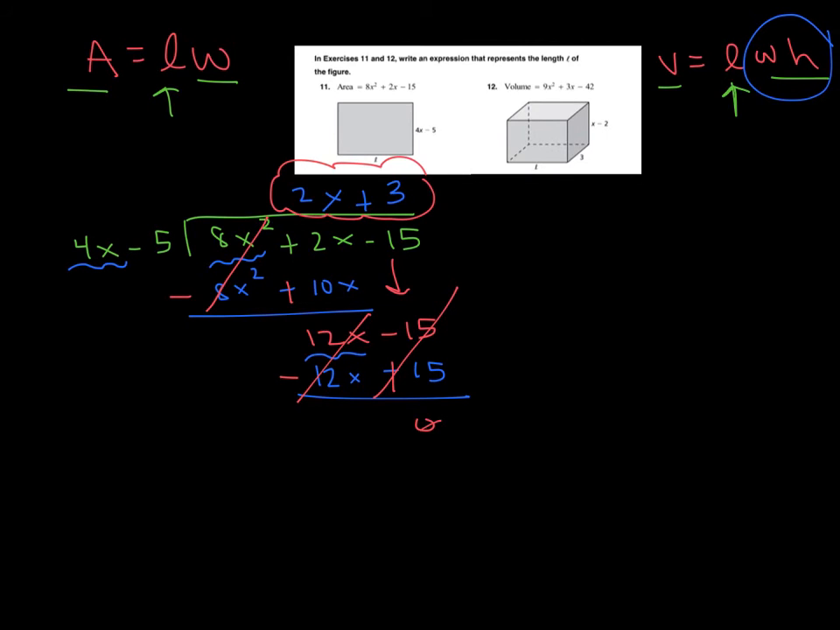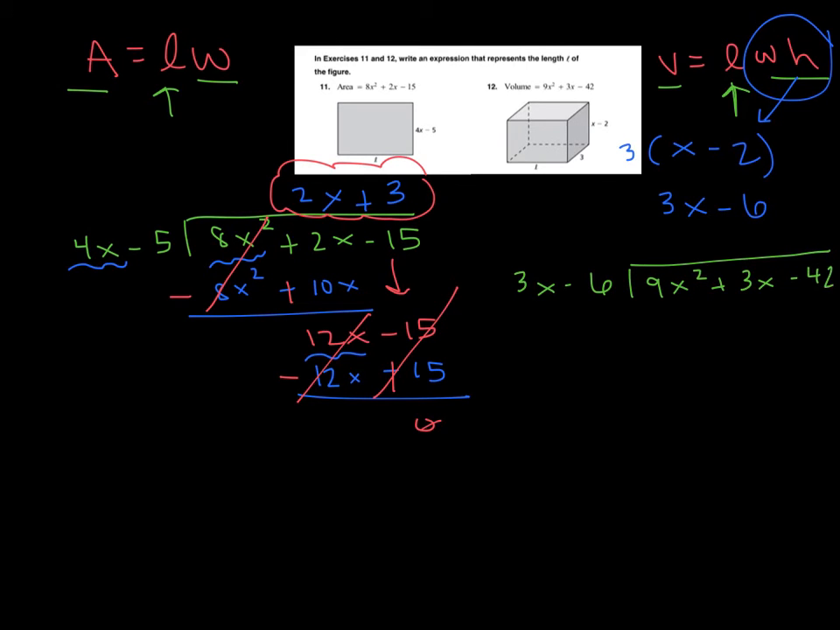So I'm going to do 3 times x minus 2, and that's going to give me this part. So that's 3x minus 6. Now I'm going to take that value, so I'm taking 3x minus 6, and I'm going to divide that into my volume, which is 9x squared plus 3x minus 42. So I'm going to start the same way I started before. So I need to know what is 9x squared divided by 3x. Well, that would be 3x.